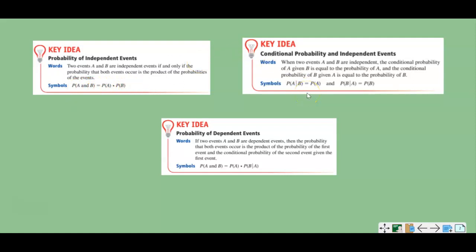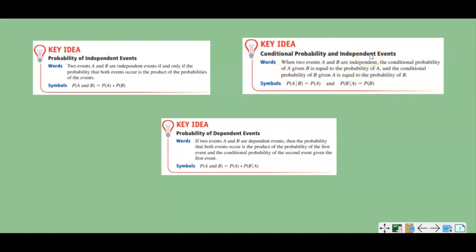All right, conditional probability and independent events. When two events, A and B, are independent, the conditional probability of A given B is equal to the probability of A, and the conditional probability of B given A is equal to the probability of B. Using symbols, probability of A given B equals probability of A, and probability of B given A equals probability of B. So that's your conditional probability with independent events.